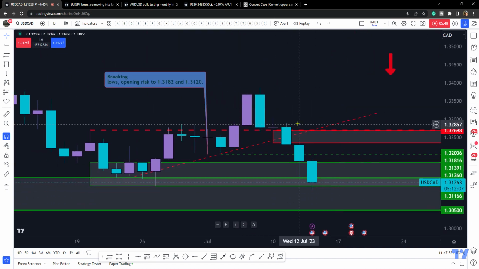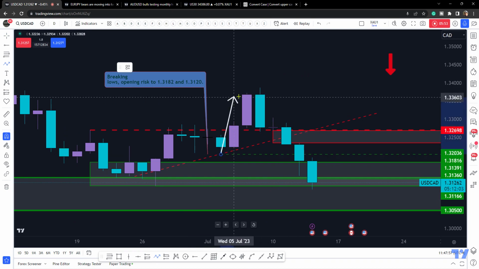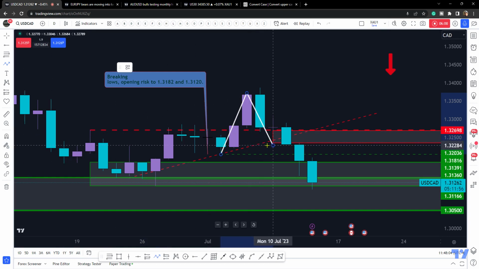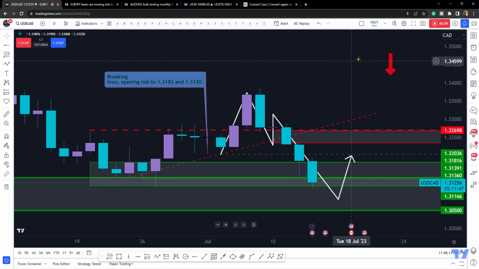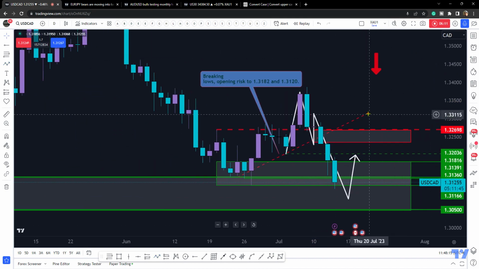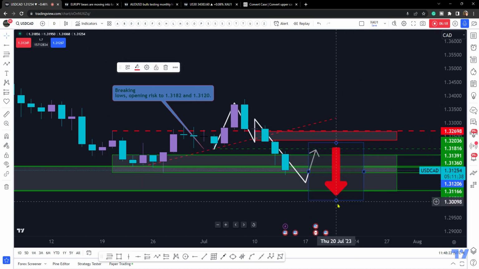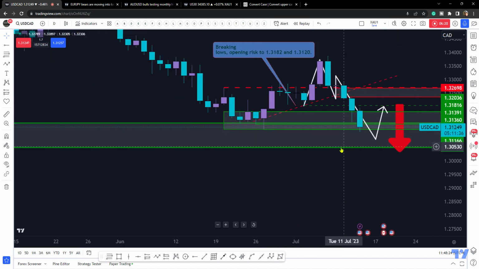Now we've got this M formation, so we can start monitoring at this point for a pullback. We can start looking for the pullback somewhere in here. We're in anticipation of a move up for the next move lower, if that were to play out from here, potentially for a continuation lower to marry up with the weekly analysis.